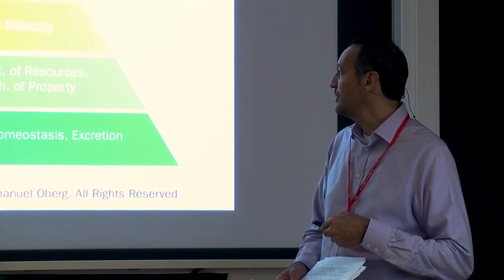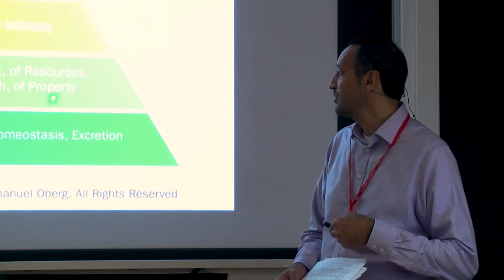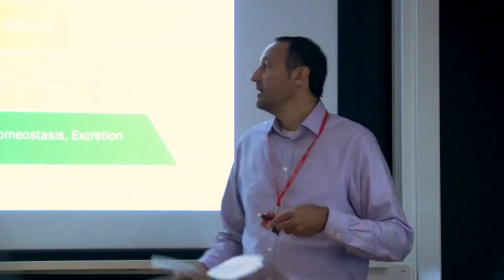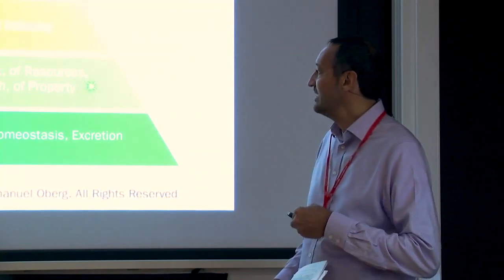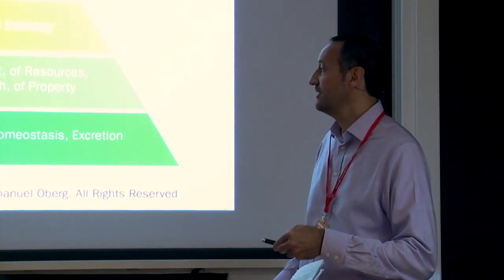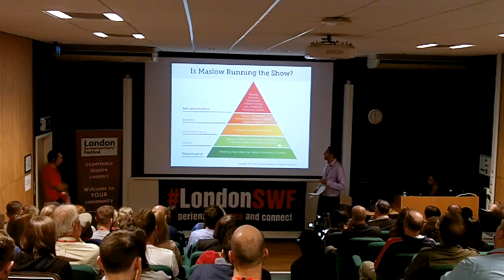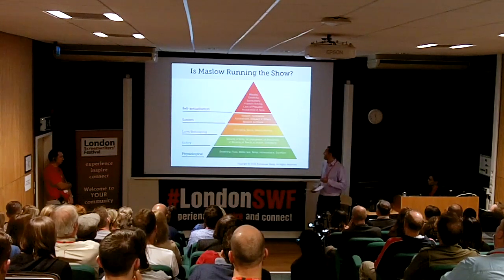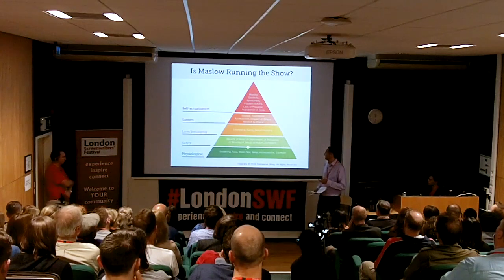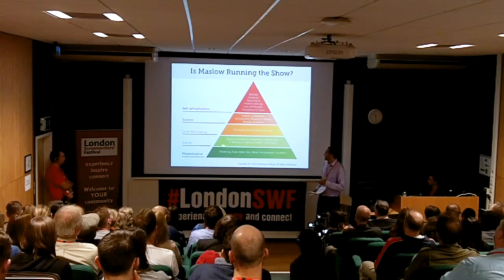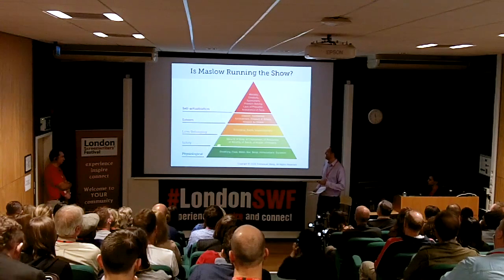Safety, it's about security. So security of body, employment, resources, morality, family, health, property. It's really basic things like keeping a roof over your head, protecting your family. Very basic things you try to achieve in your life so that you're safe, all right? These two layers, almost everyone in the world, irrespective of their culture, their language, understands. It's a very universal need, the need for safety and staying alive.